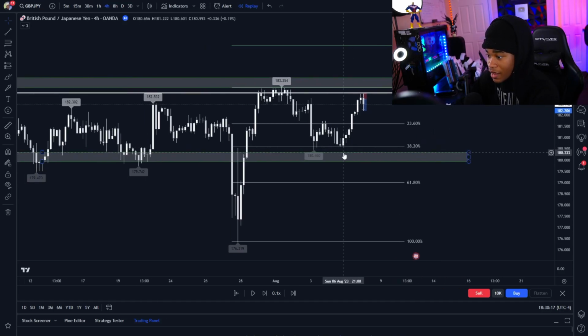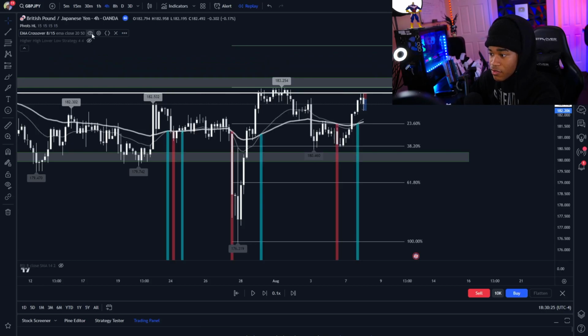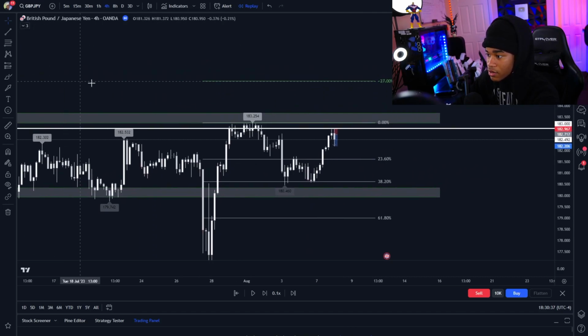Price rejected off of my 8-hour level of support. So I'm like, okay, that's a good sign that we're going to continue pushing up. And then based off of the EMAs just crossing over, this big old blue column represents that price is going to go up. B is blue, blue is up, red is down. Okay, so let's go ahead and toggle that off for right now because it's not important.